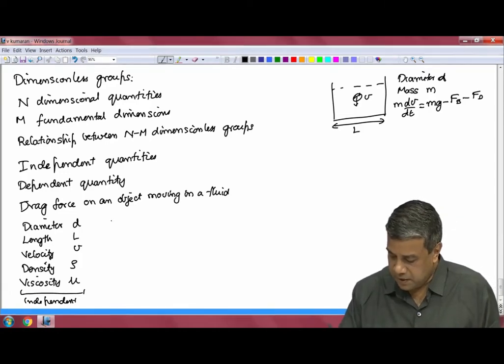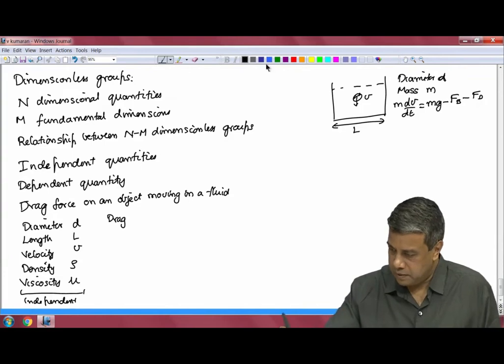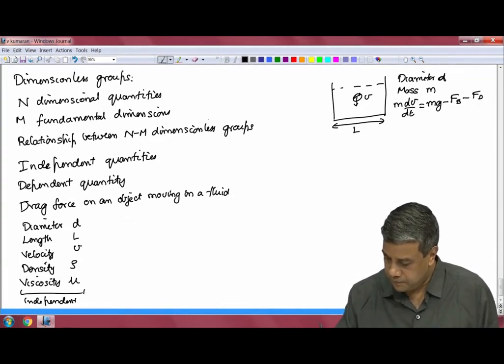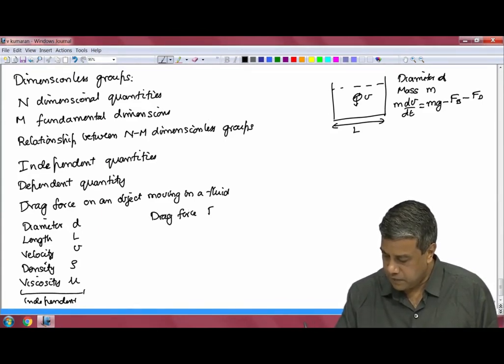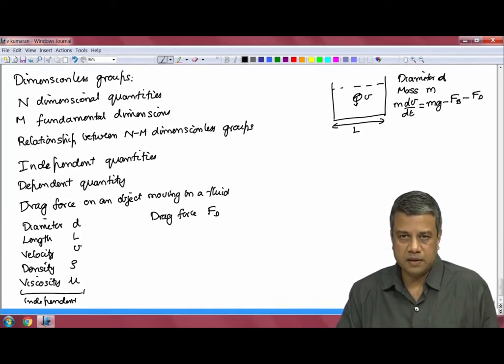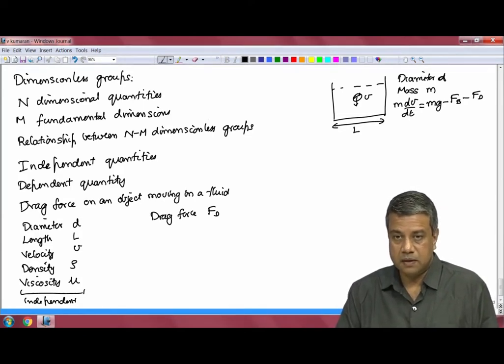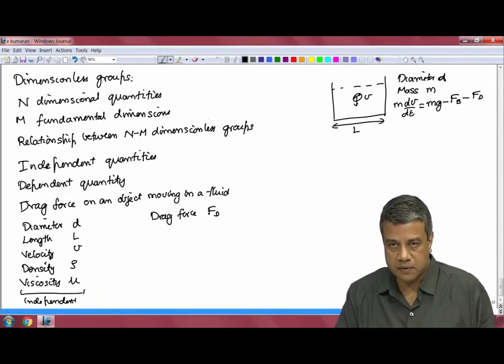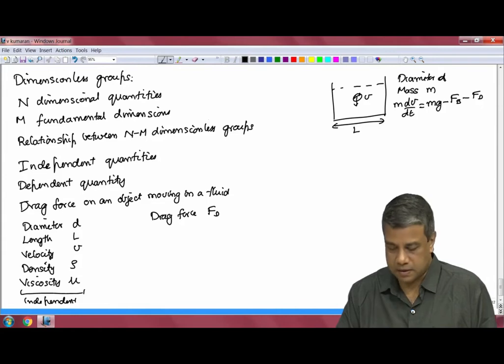And the dependent parameter is the drag force, F_D. The dependent parameter that we want to calculate, what we want to know is the value of the drag force and how it depends upon all of these other parameters. So, let us look at the dimensions of each of these.